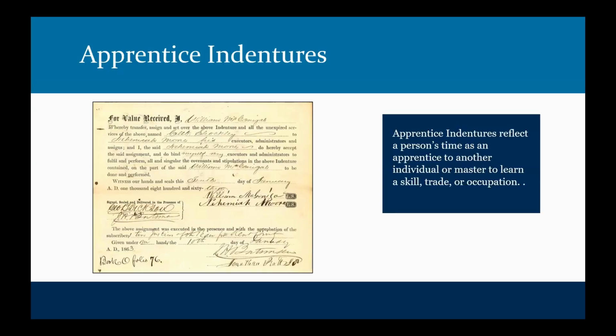It also includes the terms and conditions of the apprenticeship. Apprentice indenture records are often useful to fill in and construct the timeline of ancestors in their early years or childhood, and of course to connect them to parents and guardians that might not have otherwise been recorded.